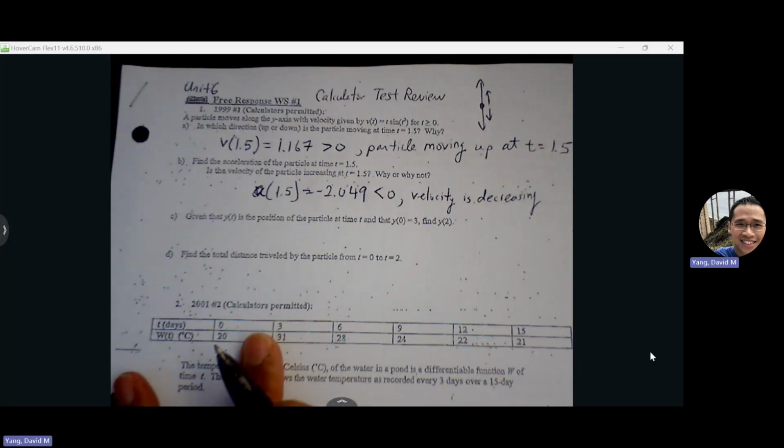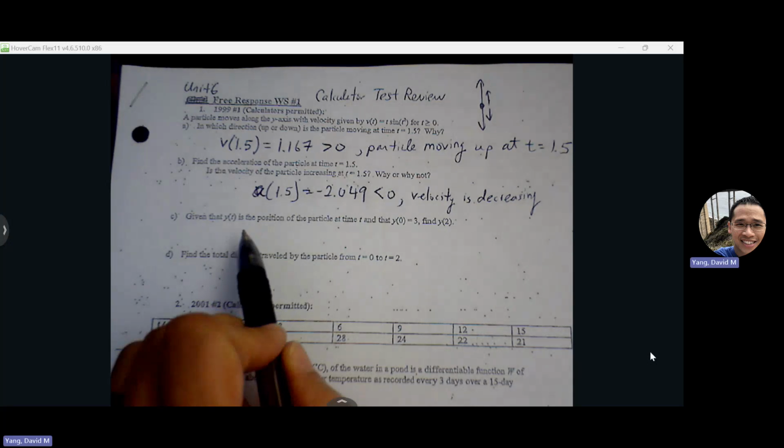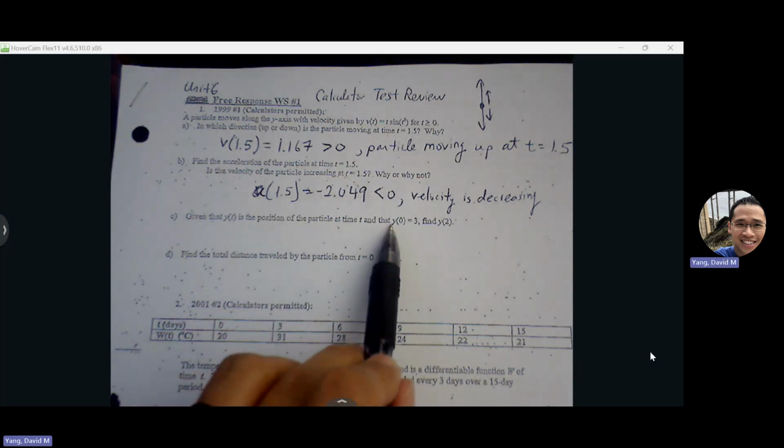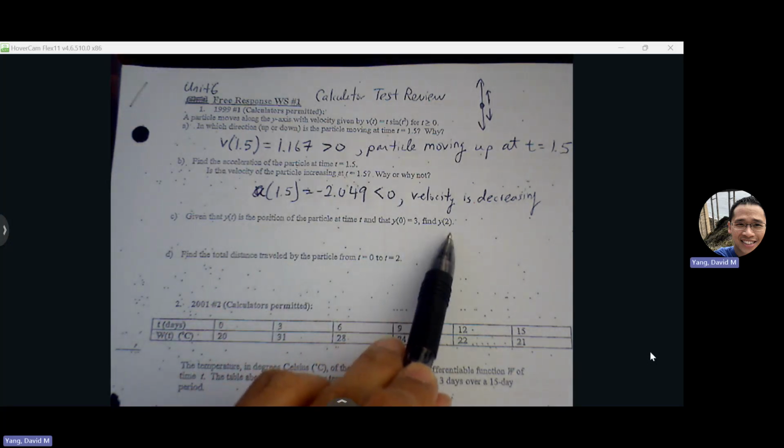Okay, any questions so far? Okay, part C: given that y of t is the position of the particle, find y of 2.